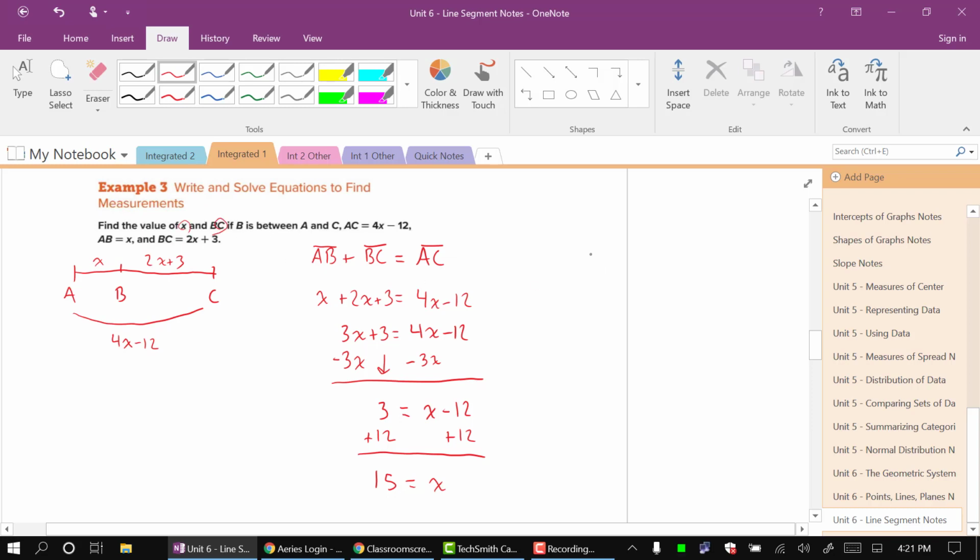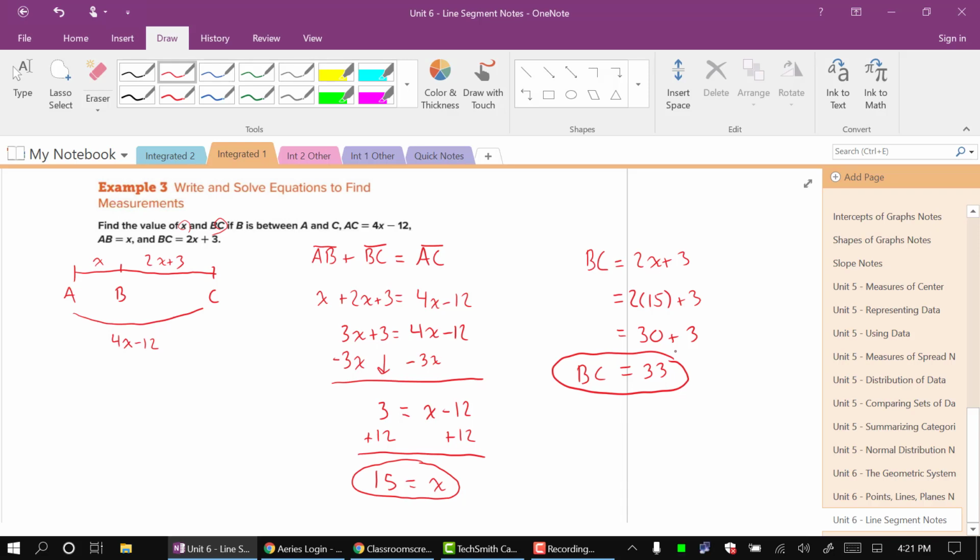And it says BC equals 2x plus 3. Since BC equals 2x plus 3, I'm going to plug 15 in for x. So this gives me 2 times 15 plus 3. Well, 2 times 15 is 30 plus 3. So that's 33. So BC is 33. So first I solved for my unknown, which is x, and then I solved for BC, the segment that we got at the beginning.